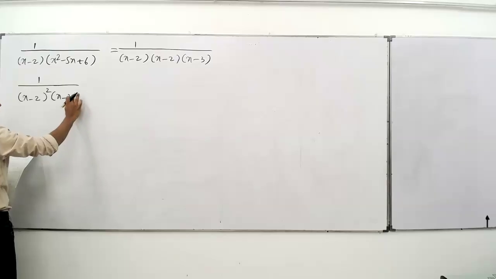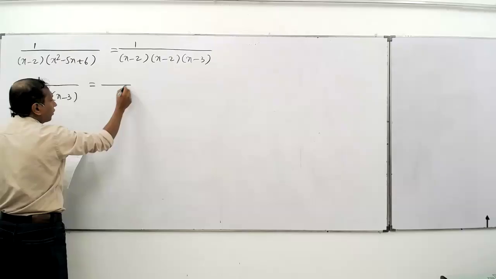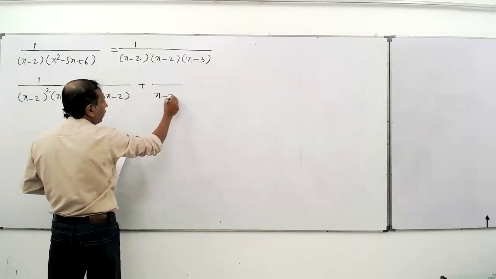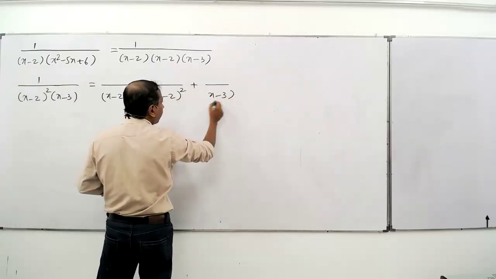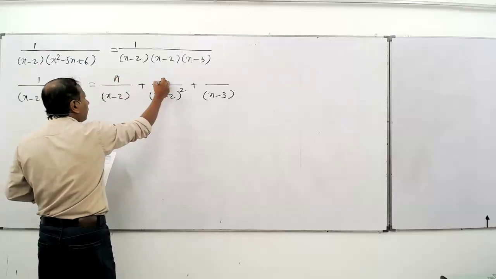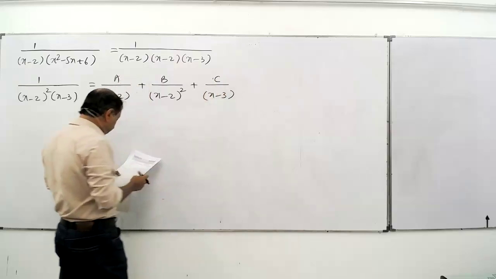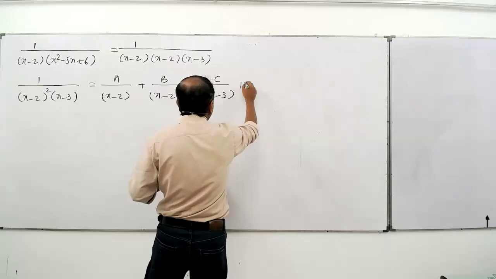So now here we have what? A repeating factor. Now write the partial fractions: A over x minus 2, B over (x minus 2) squared, and C over x minus 3, like this. And here we know they are constants. Write this and you get 10 marks.